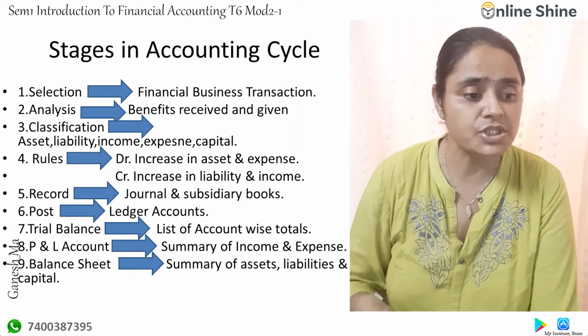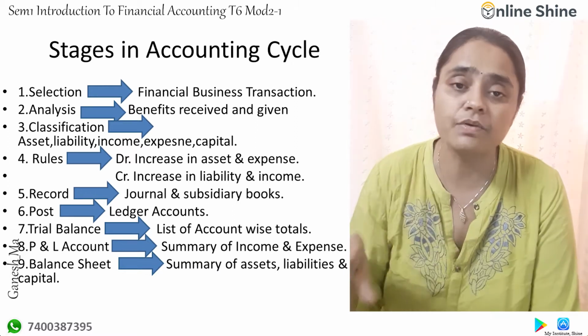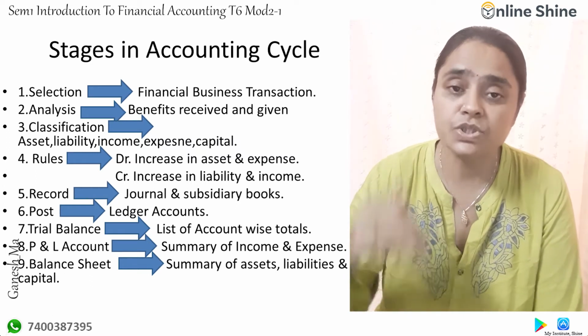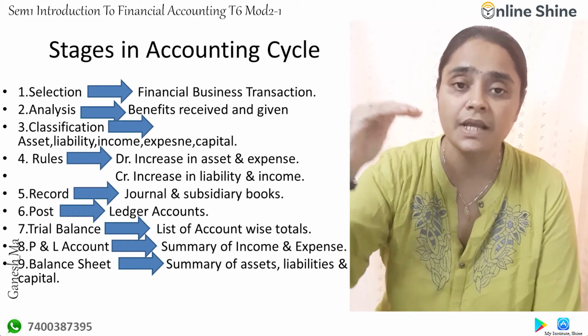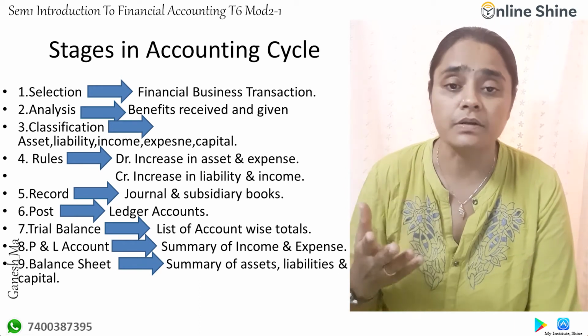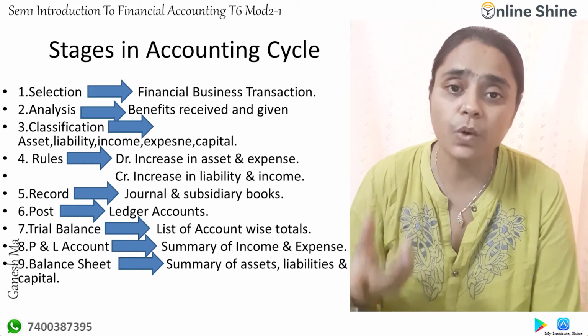The third stage is classification. The transaction or the account will be classified either as an asset, a liability, an income or an expense. So first is selection, analysis, classification. The fourth stage is the rule. Once you have classified your accounts, you have to identify the rule. What is the rule?